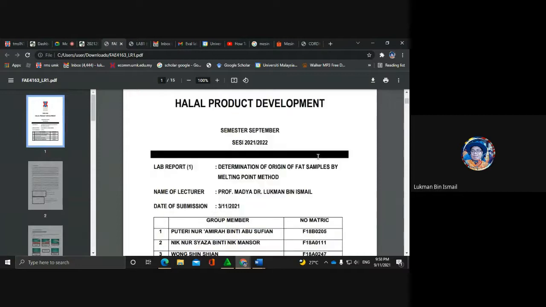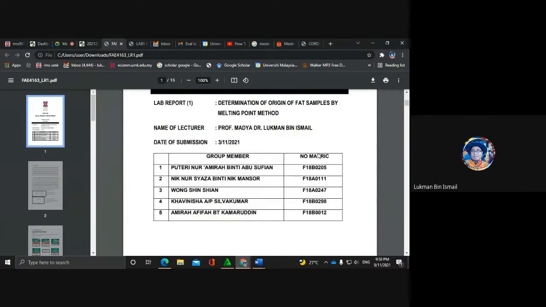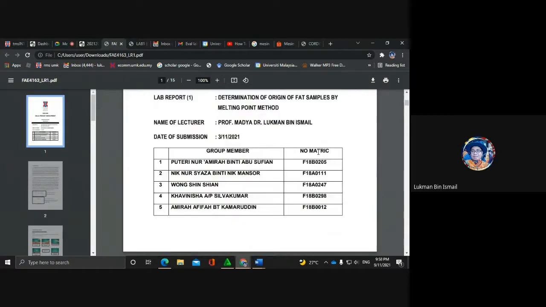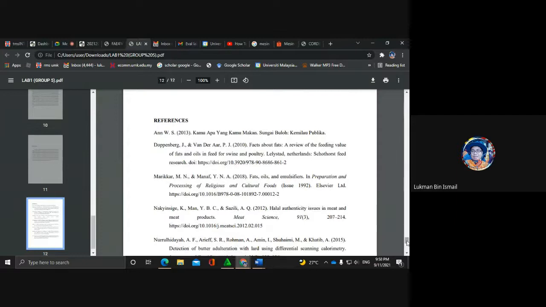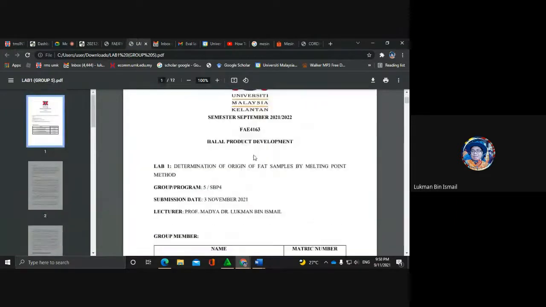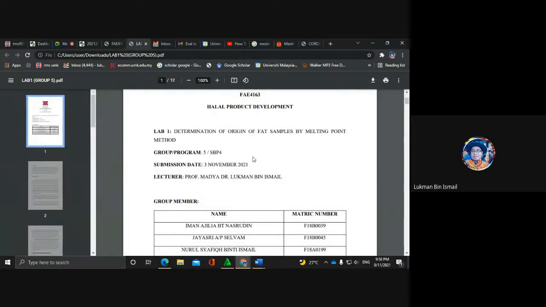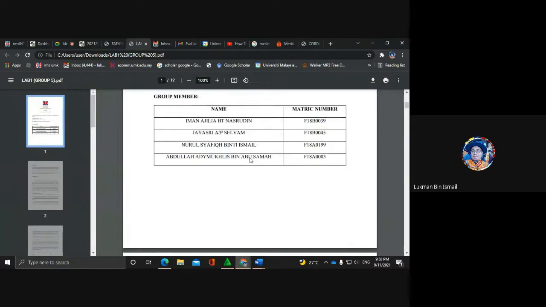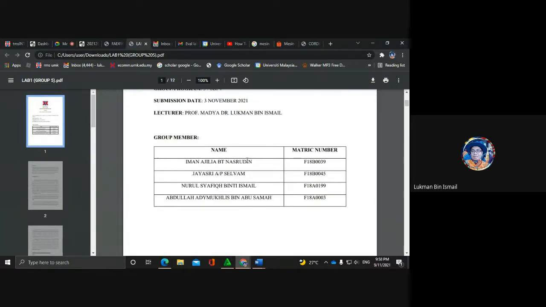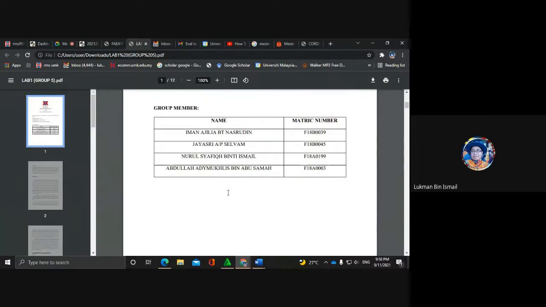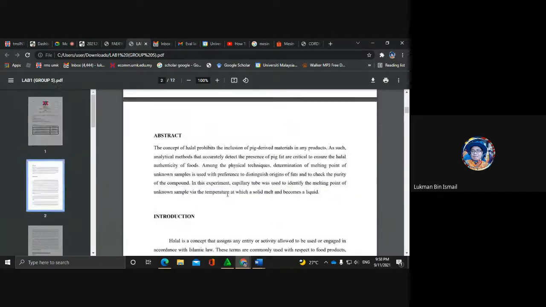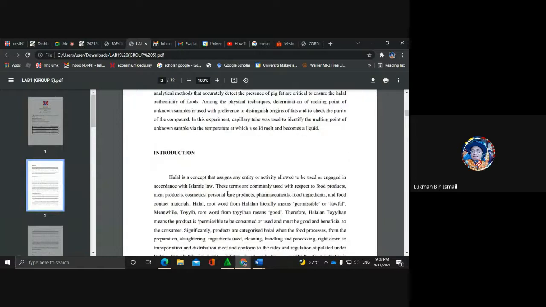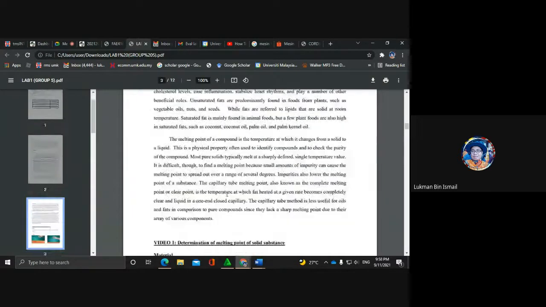This is group. Putri Nur Amirah ni group mana ni? Oh, group mana? Okay, so this is group 5. Iman Ajilia, Jayasri Nurul Syafiqah, Abdullah Adi Mukhlis. You have abstract, tak ada table of content. You have abstract. Nice. And some introduction.